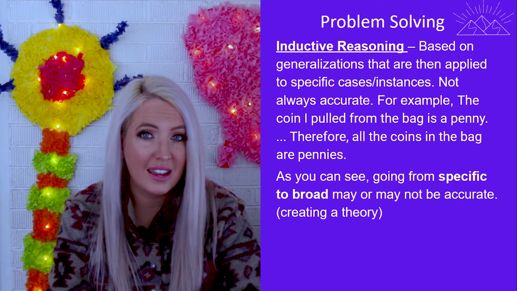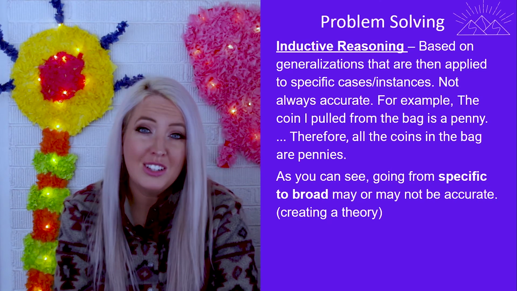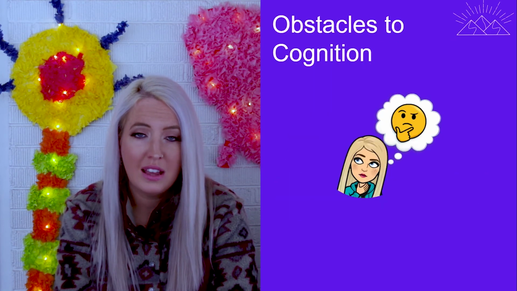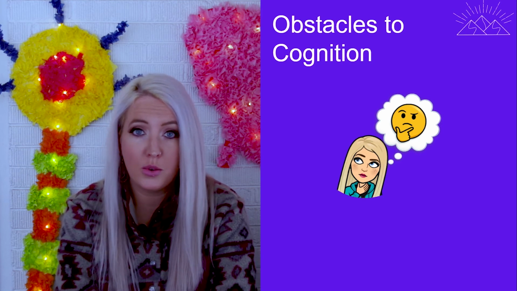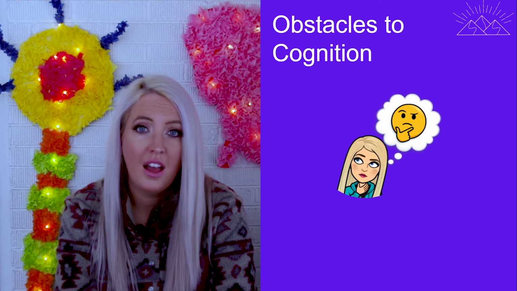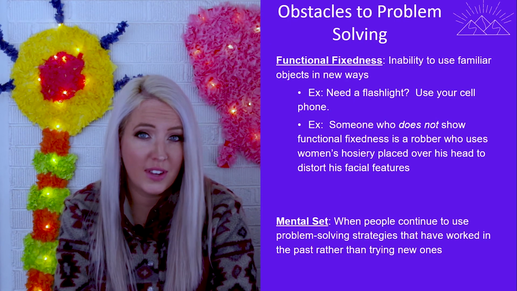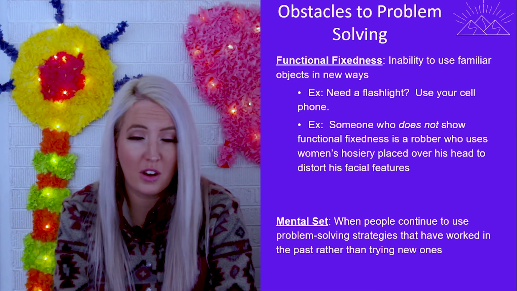We're taking one instance and trying to apply it to the broader population. So there are some obstacles in problem solving that we can experience as well. Different things that prevent us from thinking clearly or coming up with solutions to problems that we face. Other examples of these obstacles to cognition include functional fixedness, where we fail to see alternate uses for familiar objects.